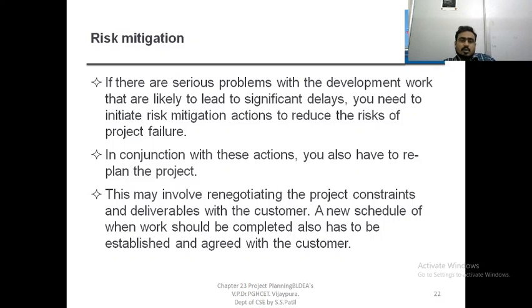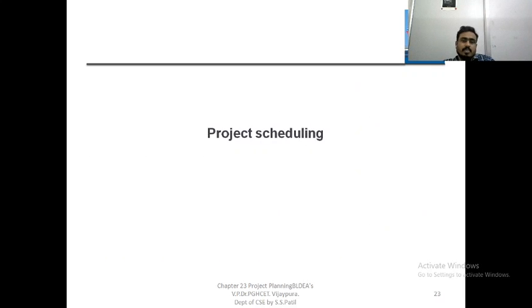If there are serious problems with the development work that are likely to lead to significant delays, you need to initiate risk mitigation actions to reduce the risk of project failure. So risk is one of the important issues when you are going to develop a project. In conjunction with these actions, you also have to replan the project. This may involve renegotiating the project constraints and deliverables with the customer, and a new schedule of when work will be completed also has to be established and agreed with the customer. So risk is one of the important aspects. You have to always consider what the risks will be when you are going to develop the project.